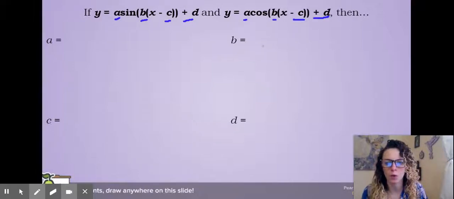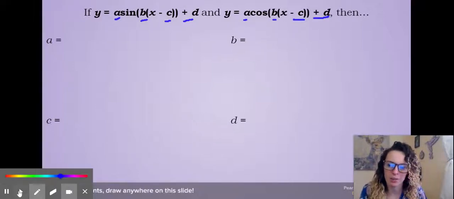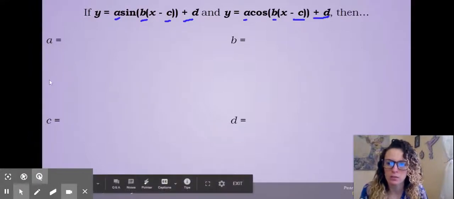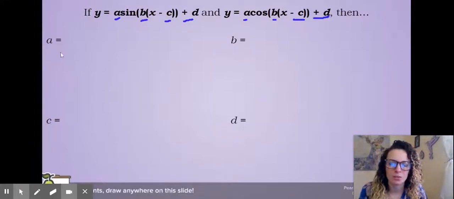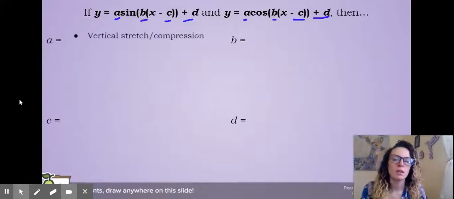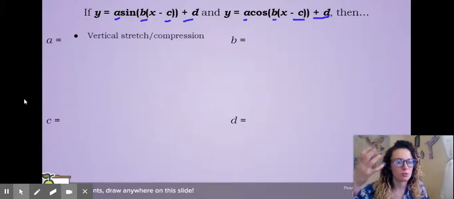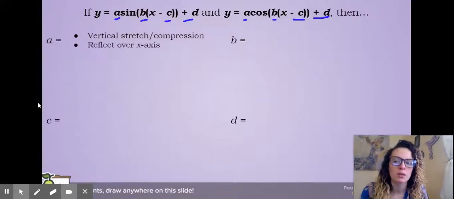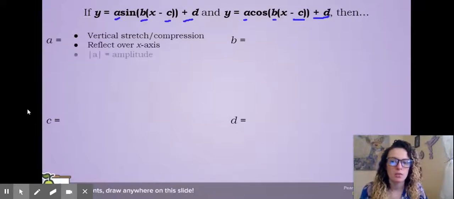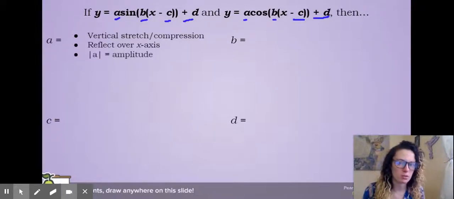But let's talk about what all of those are and how they actually do affect these graphs. A, in terms of standard transformations, can stretch or compress the graph vertically. It can also reflect the graph over the x-axis if it's negative. And in terms of these trig functions, it also provides the amplitude. So the absolute value of whatever number is out front gives you the amplitude.